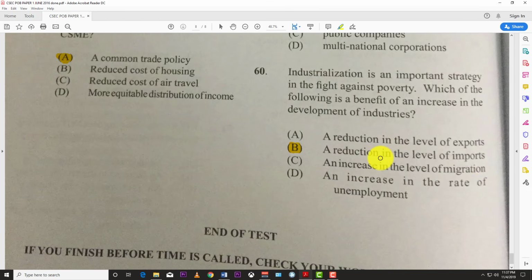Alright, so that's the end of the June 2016 CSEC Principles of Business Multiple Choice Paper 1. So that's the end for that.